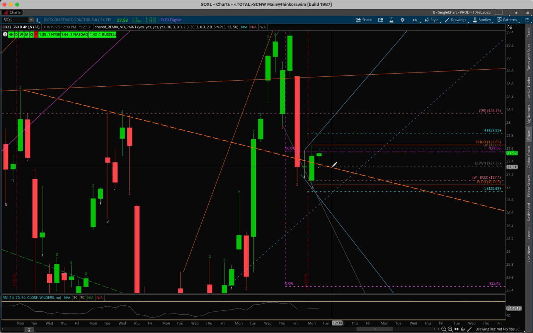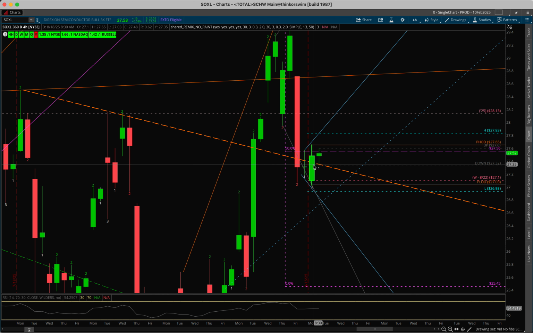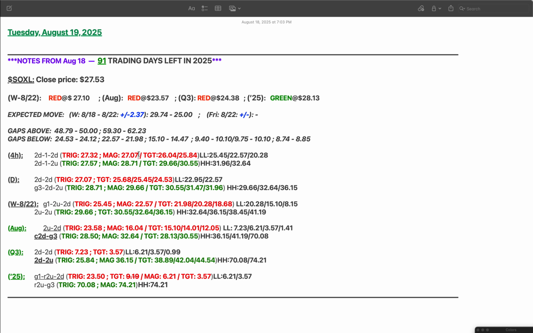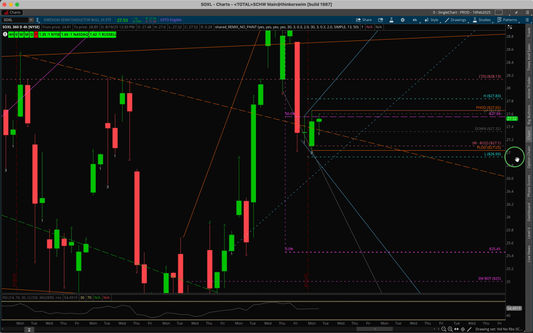We have a 3-1. If we go to the downside in the first 4-hour candle tomorrow, that will give us a 3-1-2 down. The trigger being the low of the 1, the target being the low of the 3. So the trigger being 27.32, and the magnitude is 27.03. So this is a green 3-1-2 down. We can have some extended targets here.